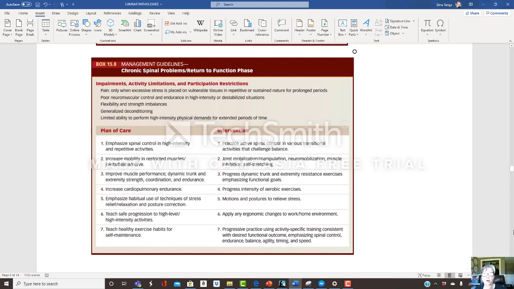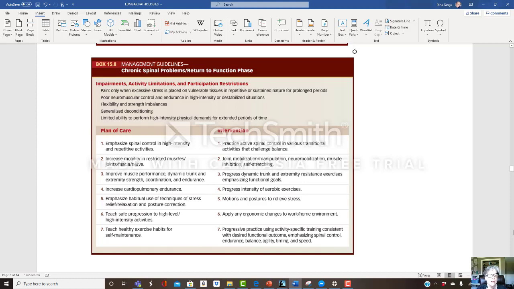Box 15.8. Chronic spinal problems, return to function phase. Impairments, activity limitations, and participation restrictions: pain only when excessive stress is placed on vulnerable tissues in repetitive or sustained nature for prolonged periods. Poor neuromuscular control and endurance in high intensity and destabilized situations. Flexibility and strength imbalances. Generalized deconditioning. Limited ability to perform high intensity physical demands for extended periods of time.